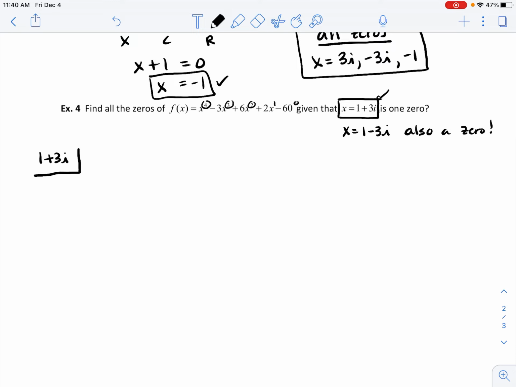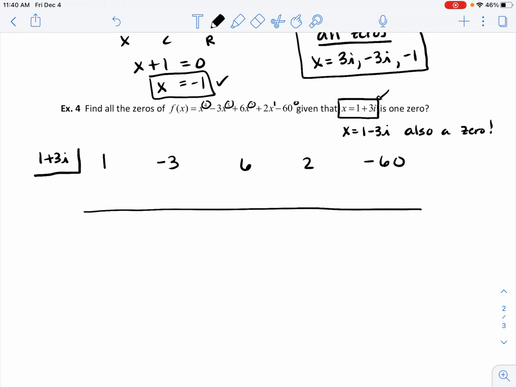Okay, so let's write down our coefficients. And you guys, for this one, I suggest that you really write it out big, okay, because there's going to be a lot of stuff going on, okay? So my first coefficient is a 1. My next one is a negative 3. Do you see how I'm spacing it out a lot? Please do that on your paper as well. It's going to get really crunched together if you don't. And then a 6, and then a 2, and then a negative 60.